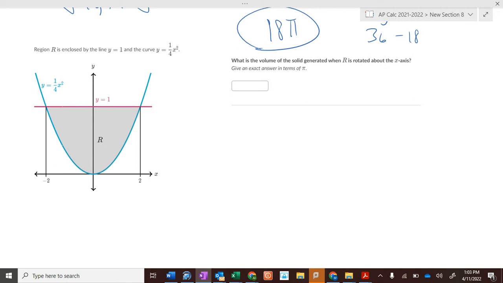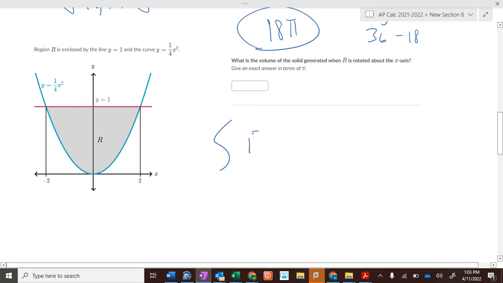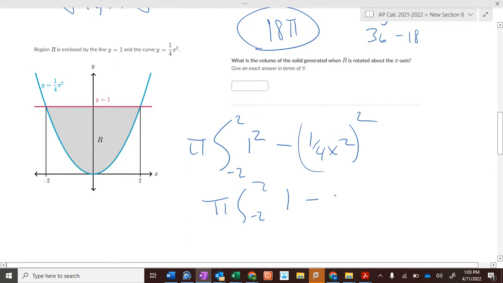So, we're wrapping it here. So it's the integral of, okay. So we're wrapping around the x-axis, so it has to be pi times 1 squared. 1 squared, then we go from -2 to 2. 1 squared minus 1/4 x squared. So it would be 1 minus 1/16 x to the 4th.